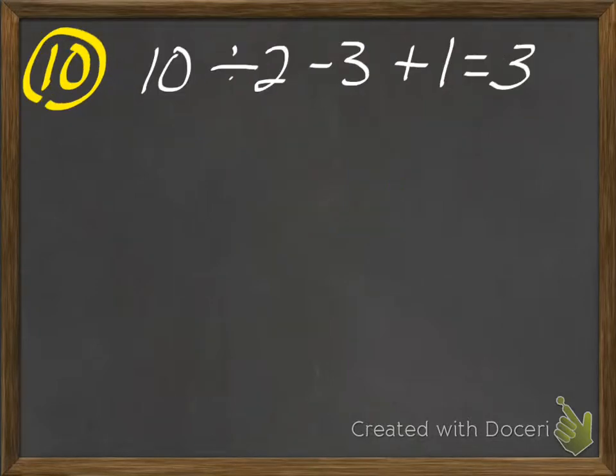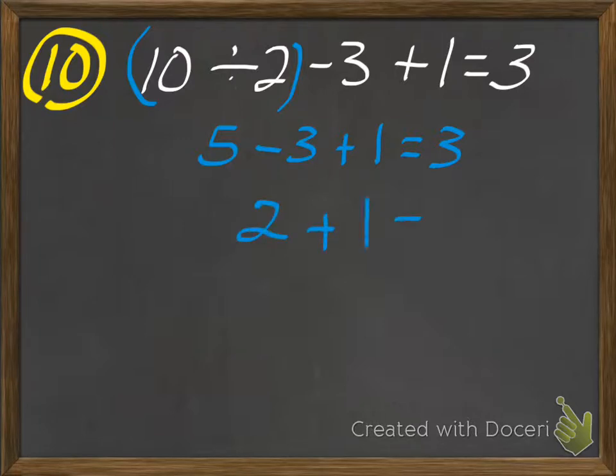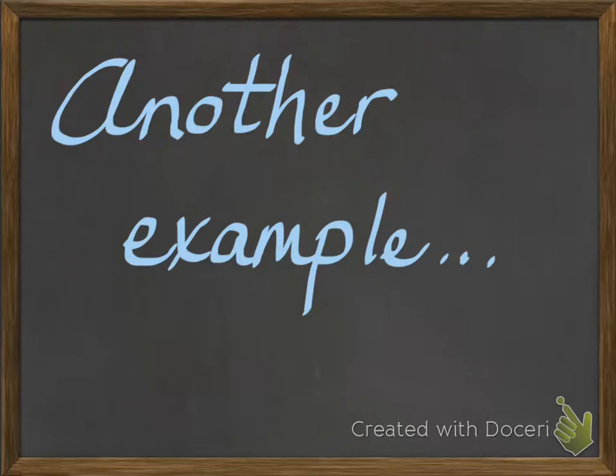Okay. Number 10. 10 divided by 2 minus 3 plus 1 equals 3. Okay, if you put the parentheses right here, you'll get 10 divided by 2 is 5. Then write the rest of the problem. So we're done with our parentheses. We have no multiplication, division, so we go ahead and do addition, subtraction in order from left to right. 5 minus 3 is 2. And then we get 2 plus 1 equals 3, and 2 plus 1 does equal 3. 3 equals 3. All right, so let's try another example.